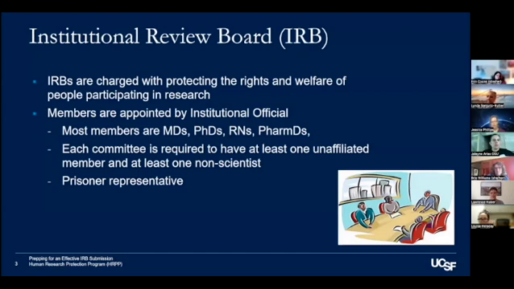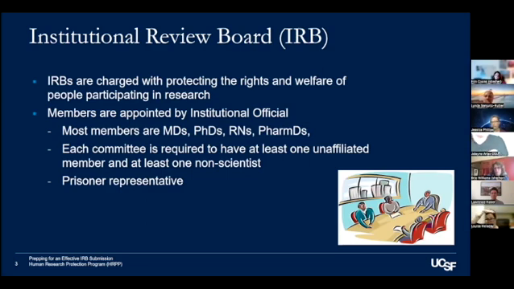So IRB stands for Institutional Review Board. They're charged with protecting the rights and welfare of people participating in research. They're composed of different MDs, PhDs, RNs. It's also a requirement that there's an unaffiliated member and a non-scientist. At UCSF, the IRB is part of a larger department called the Human Research Protection Program, which is a pretty common organizational reality for most academic medical centers.